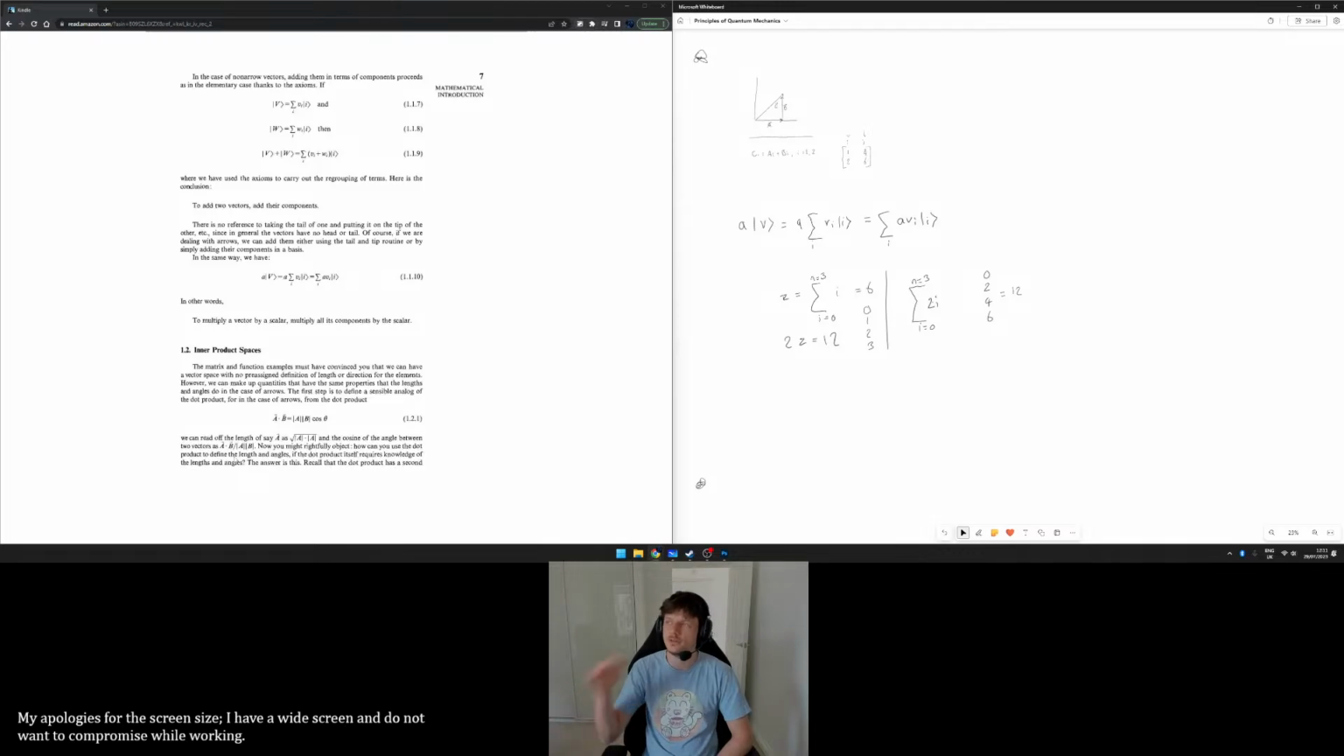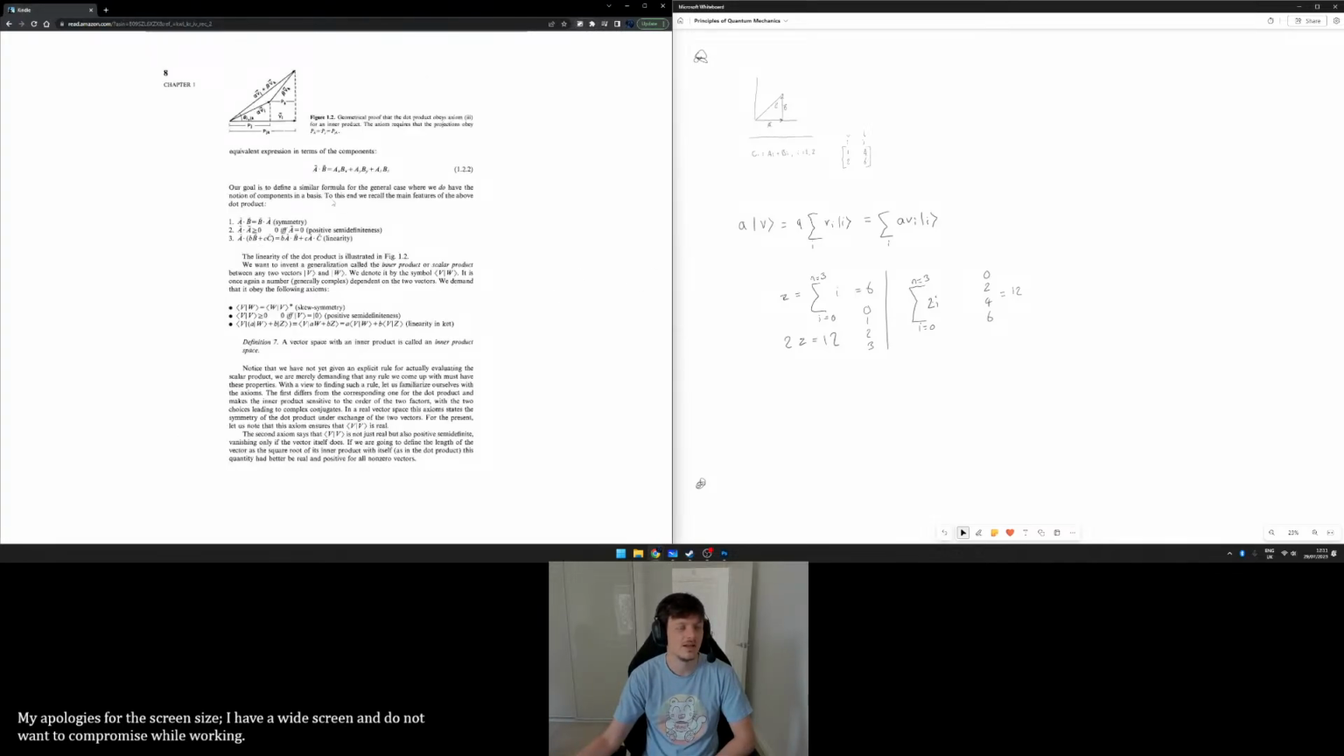That's right, because the dot product requires magnitude. The answer is this. Recall that the dot product has a second equivalent expression in terms of the components. It's saying that the dot product of A and B is also equal to the components multiplied. Oh yeah, of course, that's obvious.